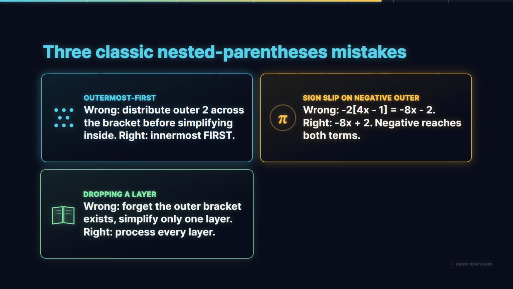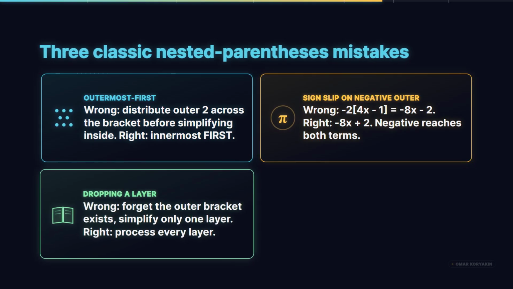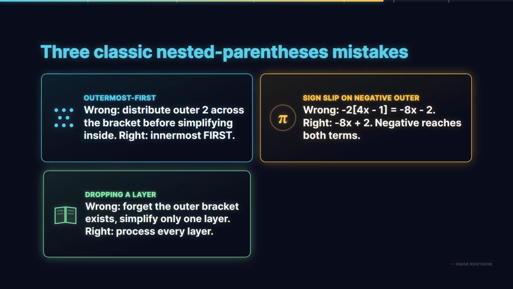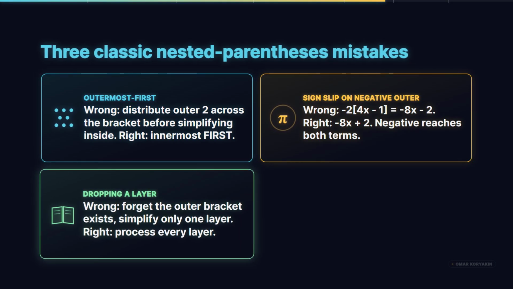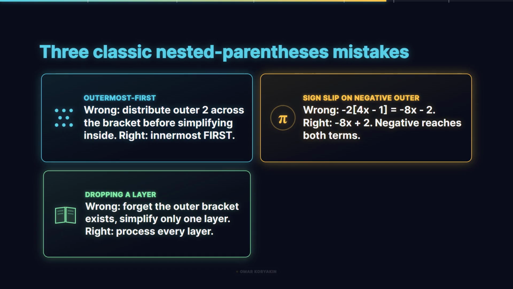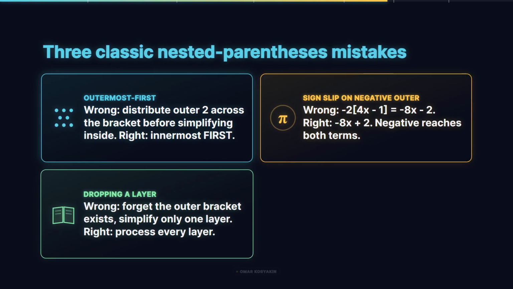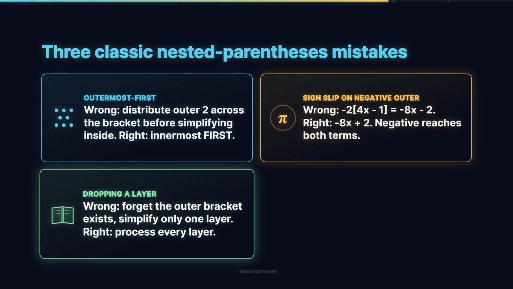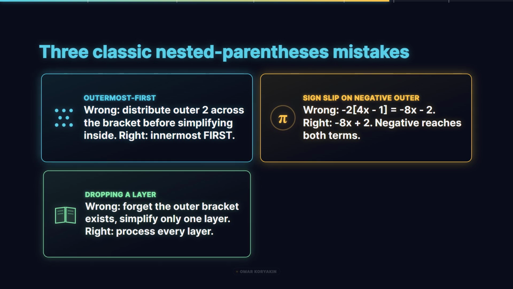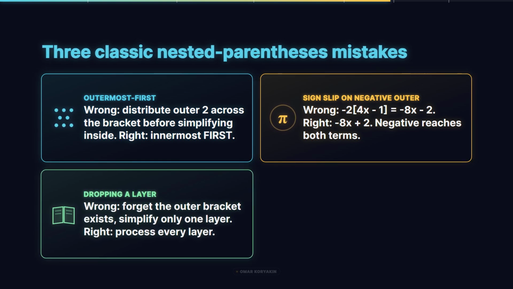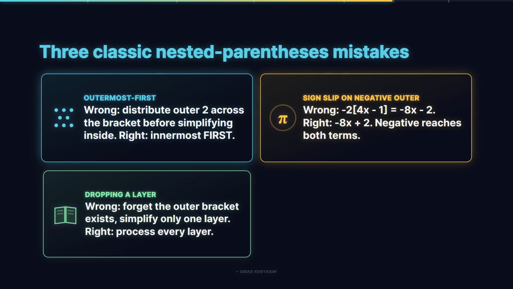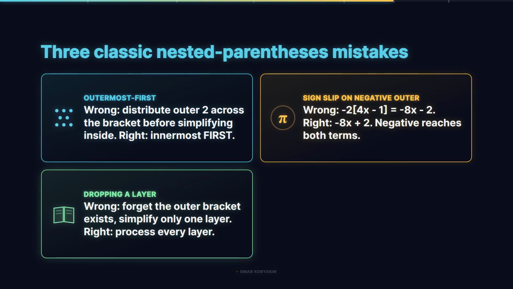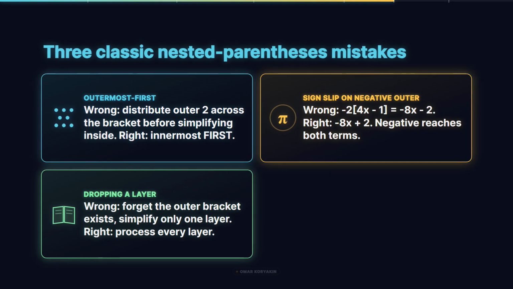Third mistake, skipping a layer of grouping entirely because the student loses track of how deep the nesting goes. A student simplifies one layer and then writes the answer, forgetting that there was an outer layer left to process. Always count the layers before starting and check that you processed all of them before declaring the simplification finished. Every layer needs a distribute step or a combine step before you move on.